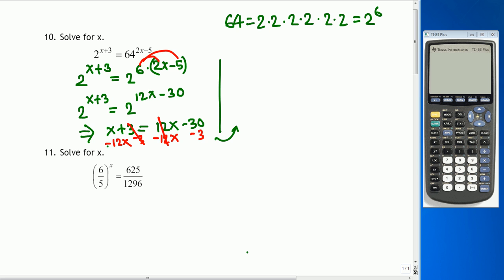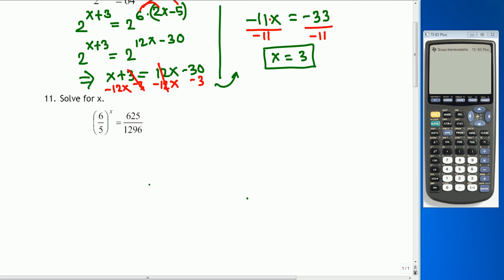We get x minus 12x, that's negative 11x, and negative 30 minus 3, negative 33. Finally, negative 11 times x equals negative 33, so we divide both sides by negative 11. The negative 11 cancels, negative negative cancel, 33 divided by 11 is 3, so x equals 3. That's the final answer.